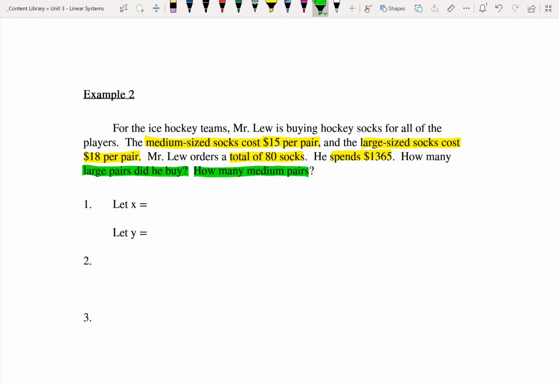So we need to let our variables represent two different things. Again, looking back at this, what are we trying to find? That's what we looked at last time. What are we trying to find?